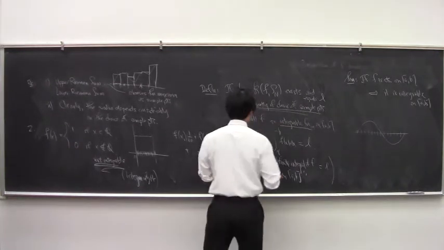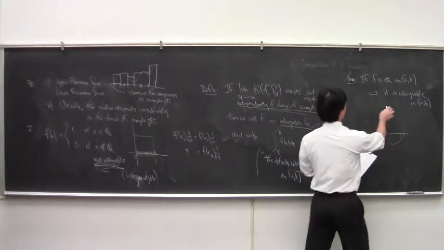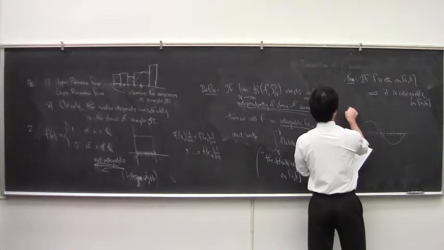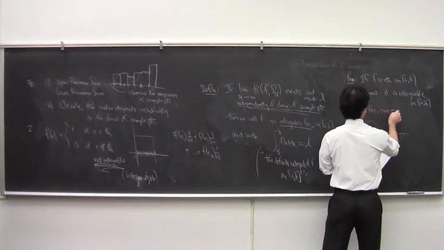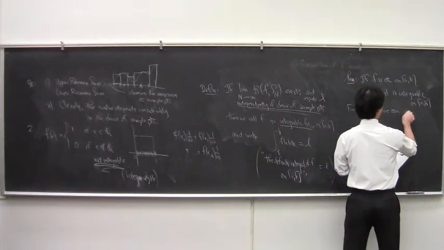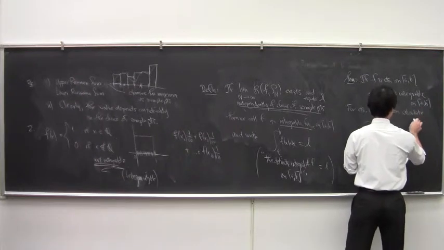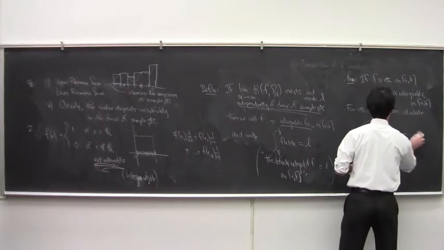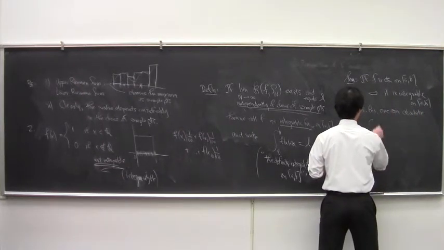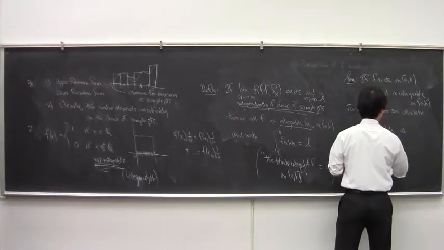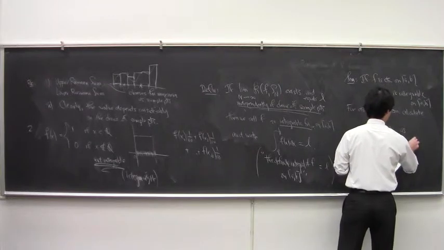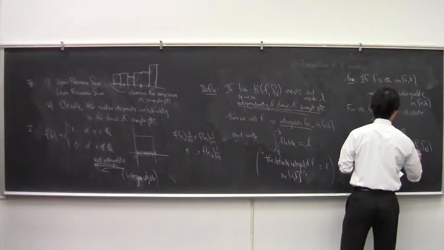So the point is that for continuous functions, one can calculate this thing as the limit of Riemann sums as n goes to infinity.